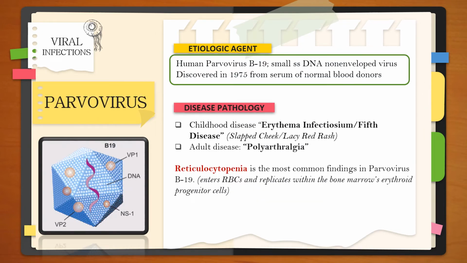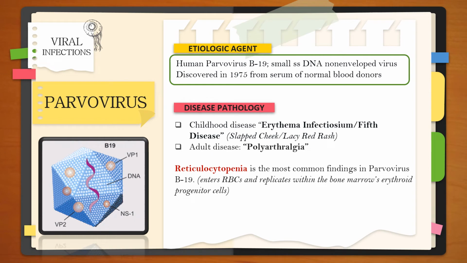Next, we have parvovirus B19, which is a small single-stranded DNA non-enveloped virus that was discovered in 1975 from the serum of a normal blood donor. It is the main causative agent of the childhood disease erythema infectiosum, also known as fifth disease, which is clinically characterized by a slap cheek appearance when localized on the face and a lacy red rash when localized on the neck region.